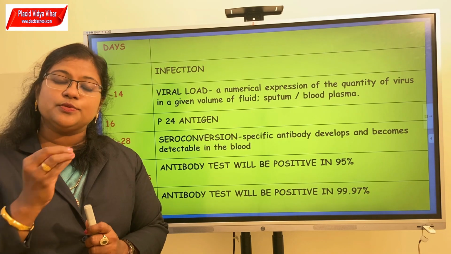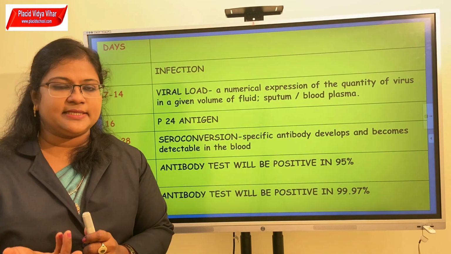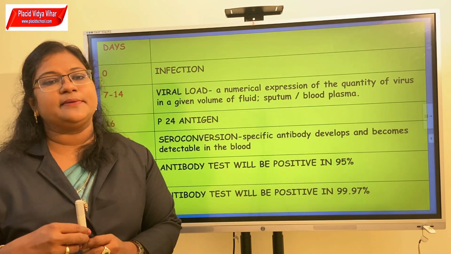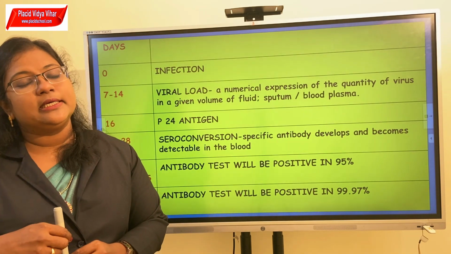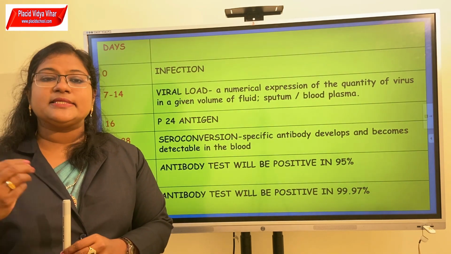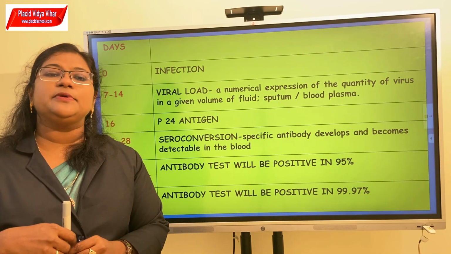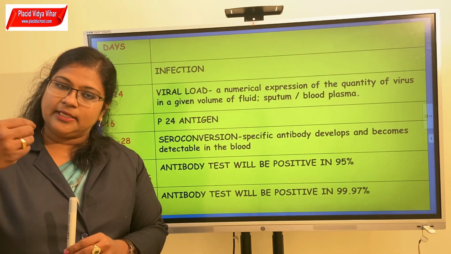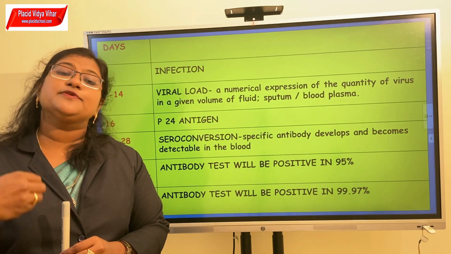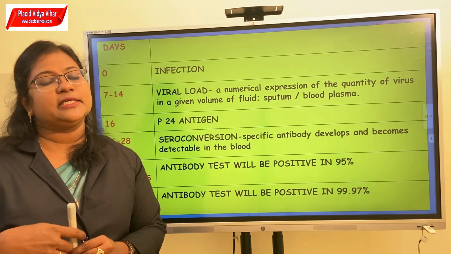But the tests which are used for this process are called real-time PCRs. You must be hearing a lot about real-time PCR because now we are using it for early detection of coronavirus. So the same technique, real-time PCR, can be used to detect the infection by HIV if you suspect it, because it is an early detection procedure.